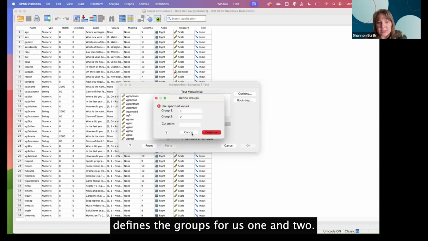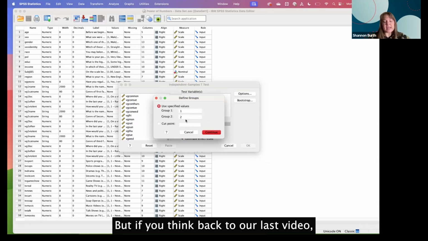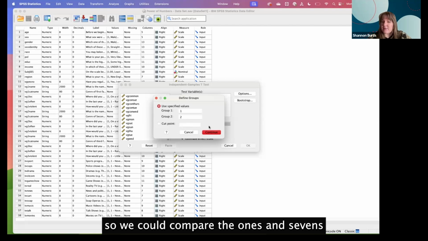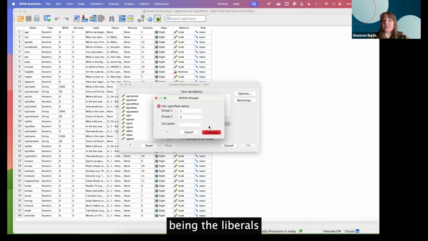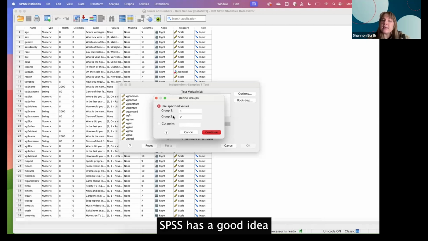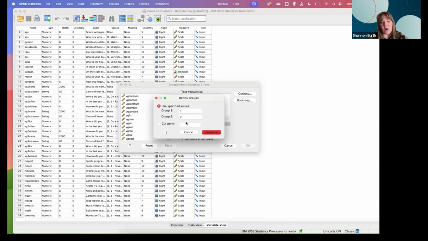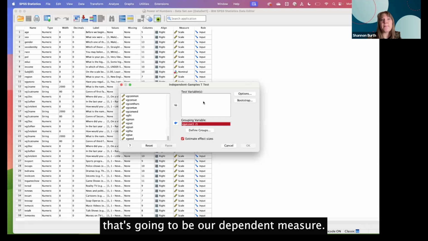Typically this will be 1 and 2. SPSS actually already defines the groups for us, 1 and 2, but that's not always the case. In this case, yes equals 1, no equals 2. But if you think back to our last video, we were looking at political ideology, so we could compare the 1s and 7s being the liberal and the conservative participants. Or if you remember, we also recoded that at one point to put it on a scale from 1 to 3, so we could compare the 1s and 3s. But typically it's 1 and 2. SPSS has a good idea that it's going to be 1 and 2, so that's how it autofills. Works for our case now as well.